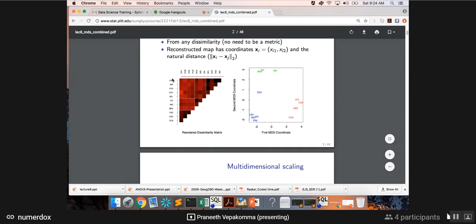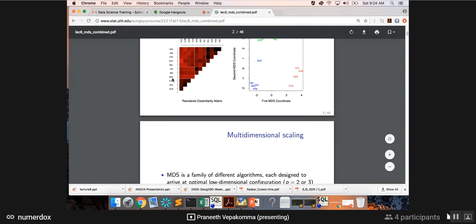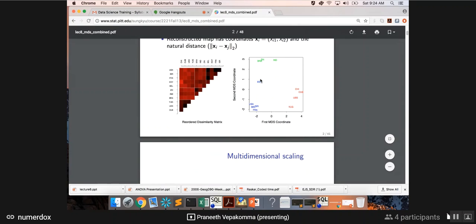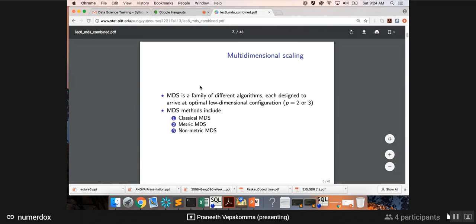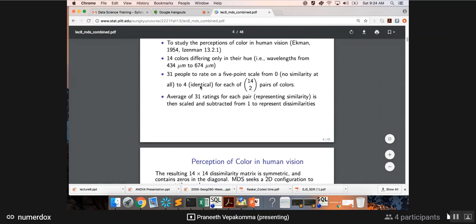So we want to go to the plot so that if you look at any two points, EGY, Brazil, whatever distance, that distance in this plot should be the same as the distance we originally computed in here for EGY and BR. So that is the idea here. That is what MDS is trying to do.